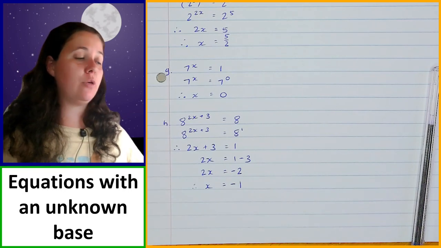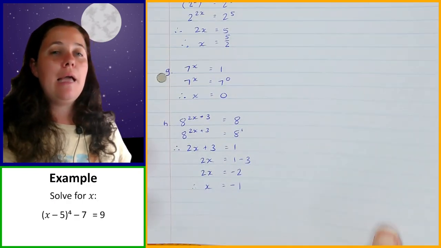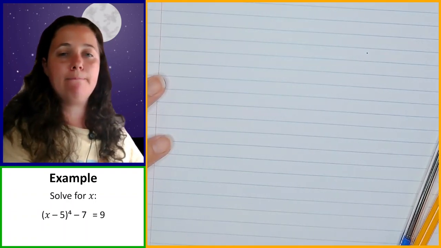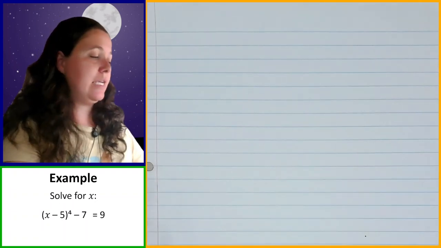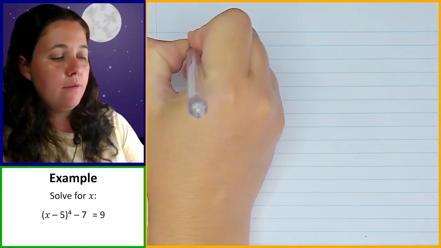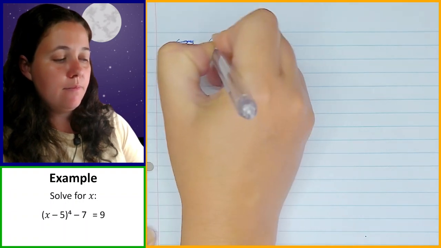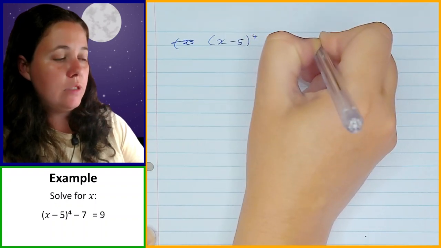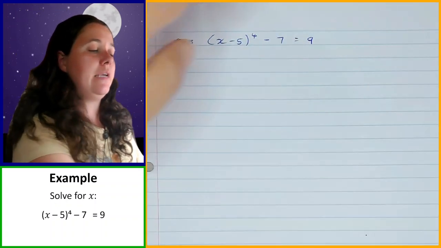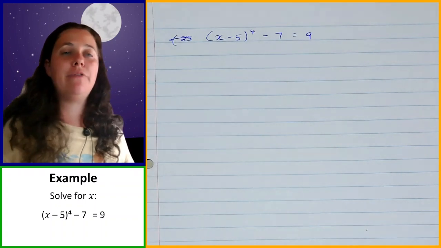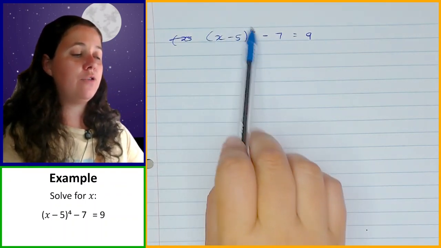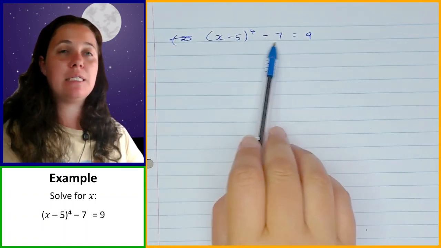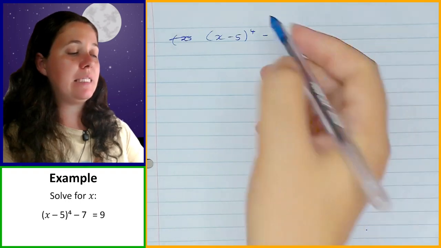Okay, so in the first example, we've got x minus 5 to the power of 4, minus 7 equals 9. The first thing I need to do over here, just like we had to do in the previous one, is that anything that doesn't have the variable in it needs to move. We need to get rid of it. So I don't want this minus 7 to be over here. I want to get rid of it by adding 7 on both sides.